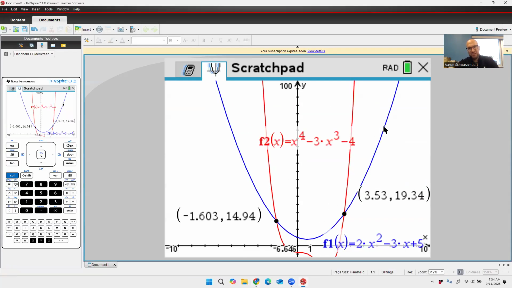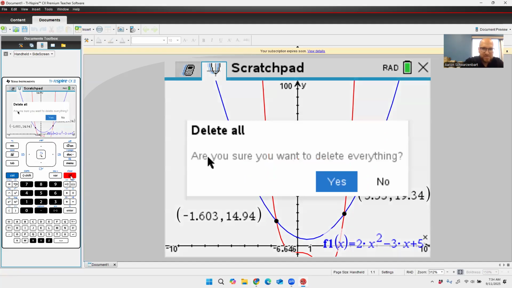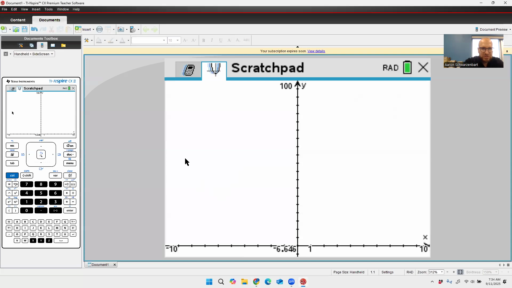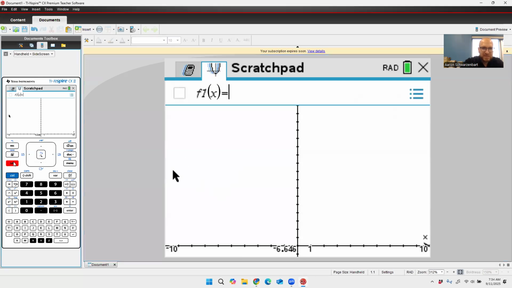So the calculator here looks kind of like a mess. So I'm going to hit the delete button 3 times. It'll ask me, are you sure you want to delete everything? And I'm going to say yes. And that will clear it out. I hit tab again. I can enter this.